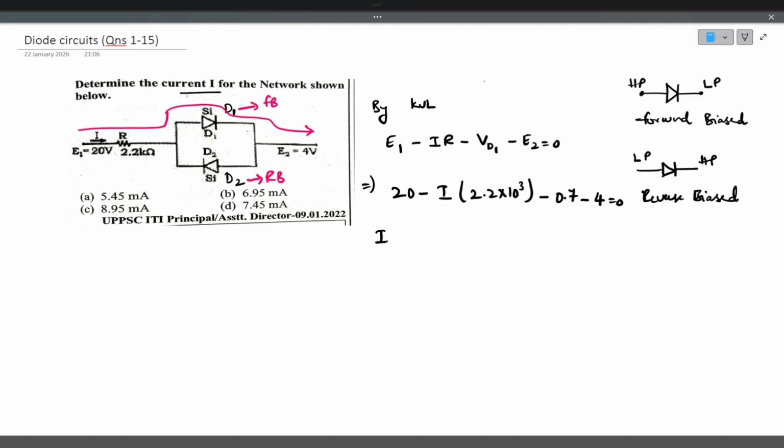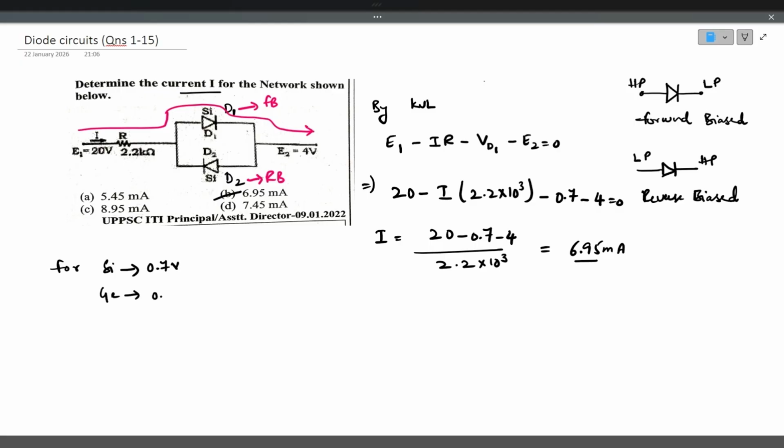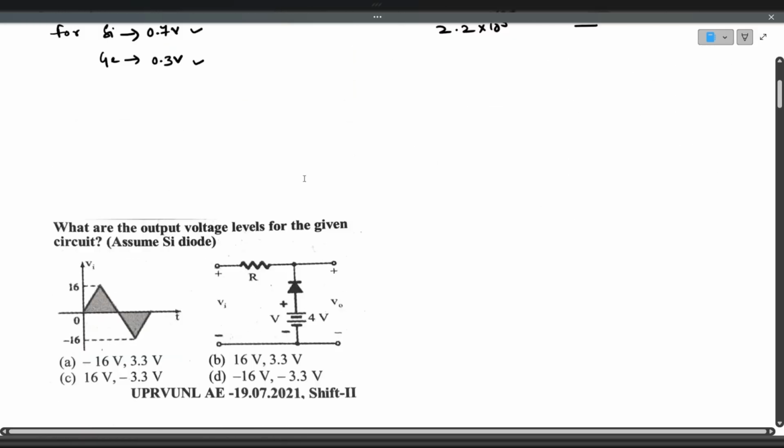So the current I is given as 20 minus 0.7 minus 4 divided by 2.2 into 10 to the power of 3, which equals 6.95 milliamps. So the answer is option B. For a silicon diode, you have to remember the cut-in voltage is 0.7 volt, whereas for germanium diodes it is 0.3 volts. This is important.